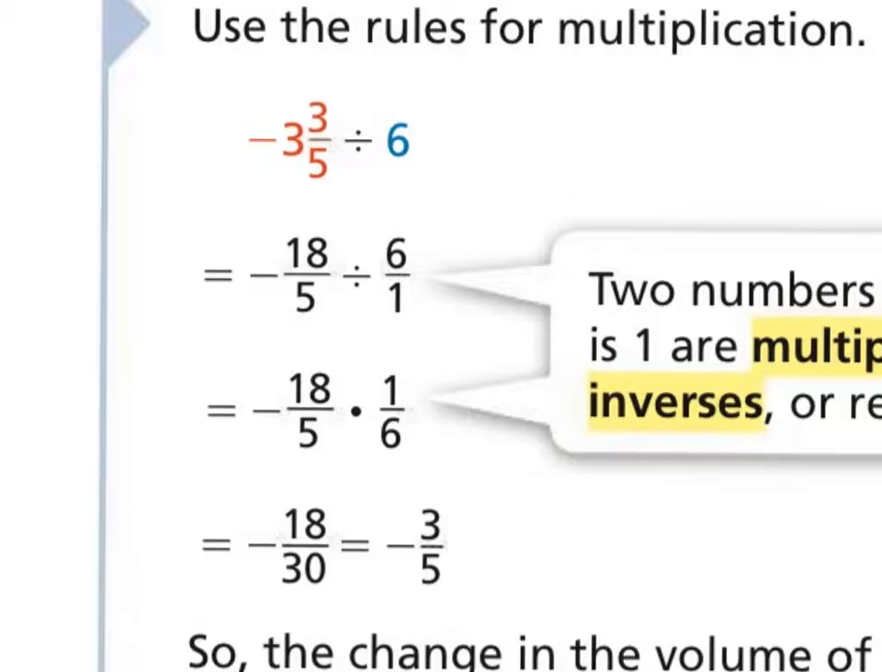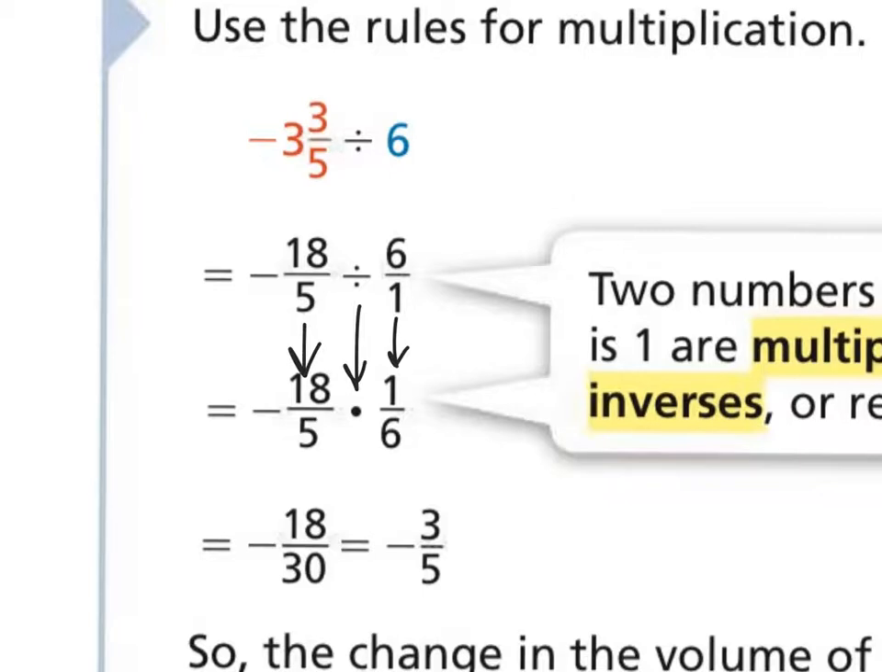Negative 3 3/5, we're going to need to change to an improper fraction. If you ignore the negative sign, 3 times 5 is 15, plus the 3 on top is 18. So negative 18/5 divided by 6, we can put as 6 over 1. And then remember, dividing is keep, change, reciprocal. So we keep the first fraction the same. We change the division to multiplication. Reciprocal of 6 over 1 is 1/6.